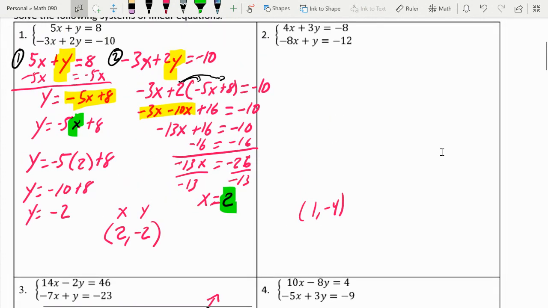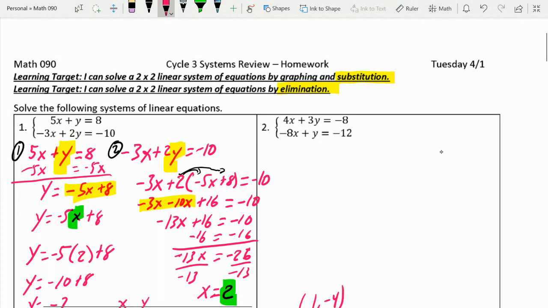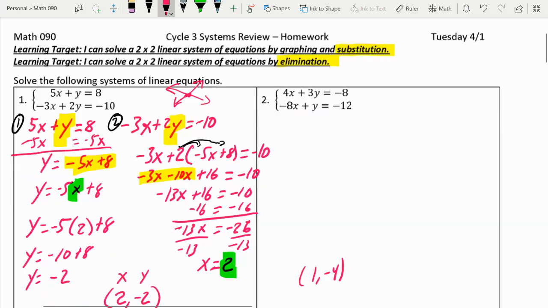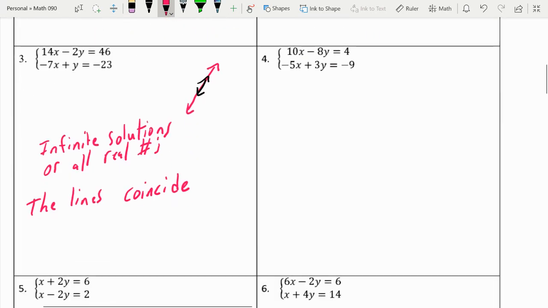As opposed to these two lines up here. If I graphed one and then graphed the other, they're only touching in one spot. Well, these two lines in number 3 are touching everywhere because the two lines are right on top of each other. All right, for number 4.